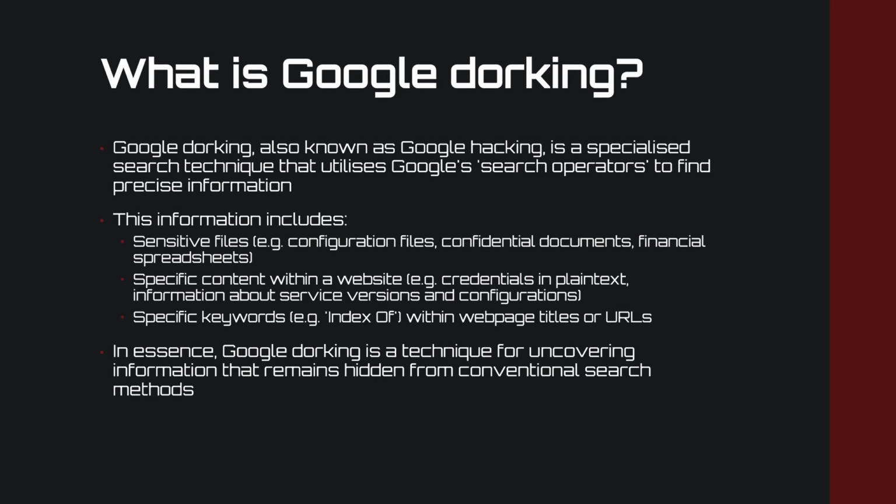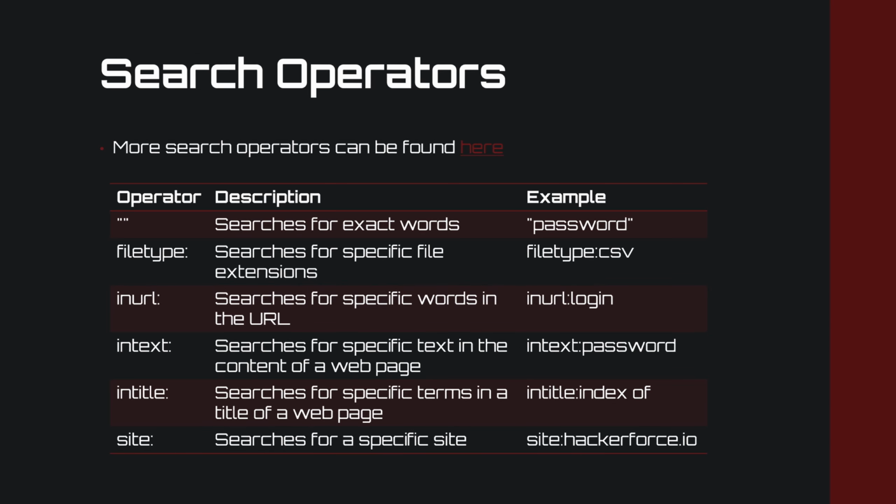So, by using Google Dorking techniques, we can uncover sensitive information such as configuration files, documents, maybe even financial spreadsheets, specific content embedded within a website, such as credentials in plain text, information about service versions and their configurations, and also specific keywords of the actual URL of the target and even its web pages. Now, we said that Google Dorking works based on its search operators. In the table that you are seeing, I've highlighted 6 of the most commonly used search operators. However, you can find more in the link provided above the table, which I'll also leave in the description below.